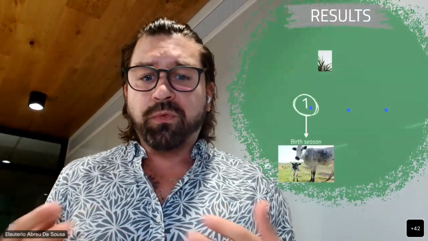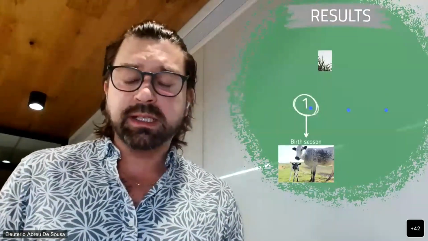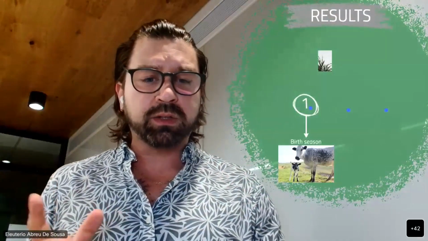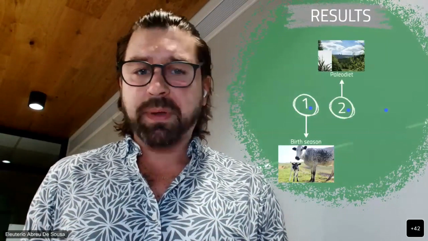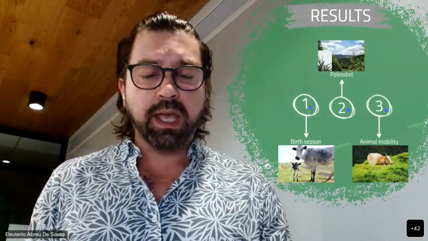And what do we have for data? Well, according to the data, although this is very preliminary, I have come so far to three very general conclusions. First thing I can say is that we see two distinct birth seasons, and I'll talk about that in a second. The second thing we can talk about is the paleo diet. Thirdly, we do see some animal mobility in the data set.